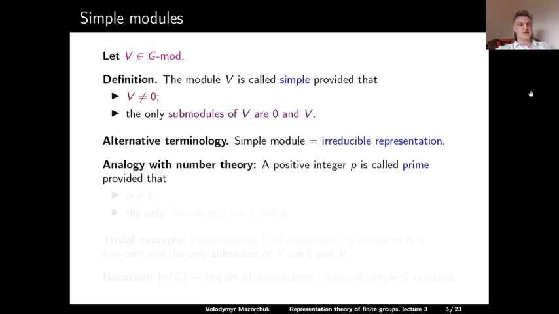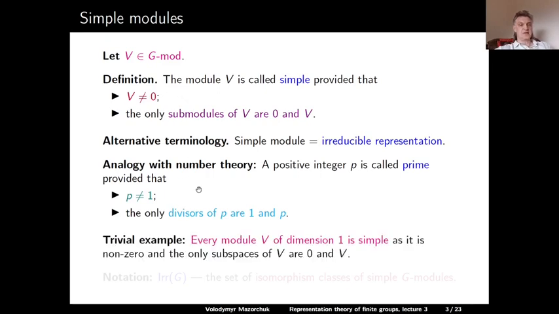So here's an analogy with number theory. Recall that a positive integer p is called prime, provided that it is not equal to 1, and the only divisors of p are 1 and p. So this is an explicit analogy. Simple modules are very similar to prime numbers, and the definitions are very explicitly similar.